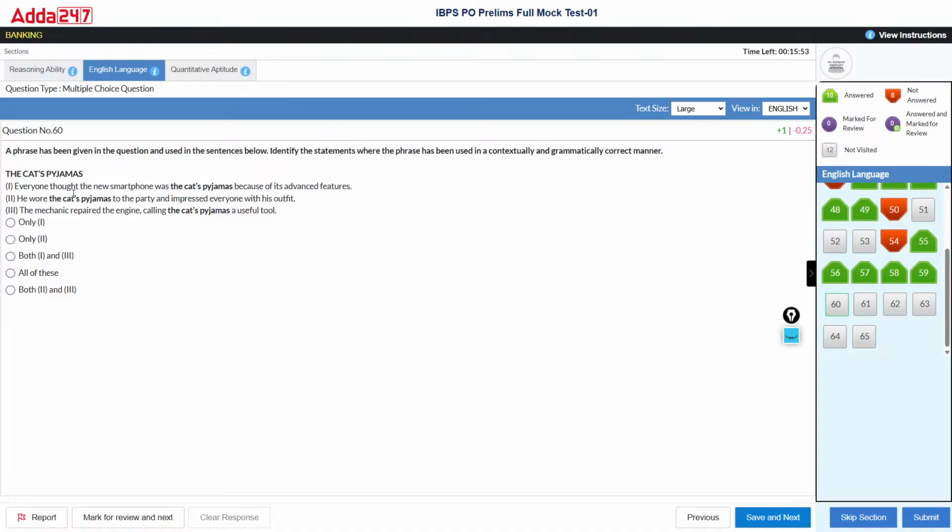Okay, I've never heard of this. The cat's pajamas. Everyone thought the smartphone was the cat's pajamas. He wore the cat's pajamas to the party and impressed everyone. I don't think it's a correct sentence. The mechanic repaired the engine, calling the cat's pajamas a useful tool. I think only the one is true.